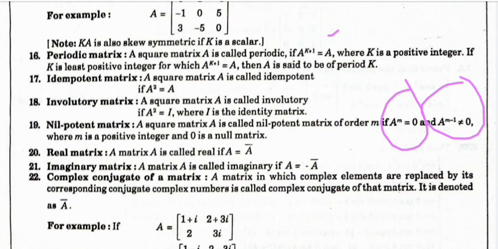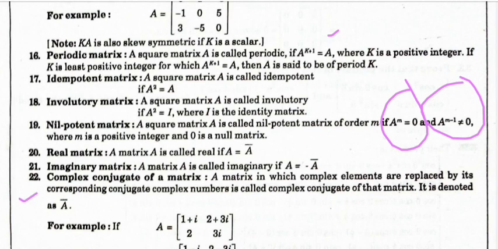So a real matrix is defined as A equal to the complex conjugate of the matrix, where A bar represents the complex conjugate of the matrix. Now come to the next matrix, that is your imaginary matrix. So an imaginary matrix is defined as A equal to minus the complex conjugate of the matrix. So here A is equal to A bar for a real matrix.